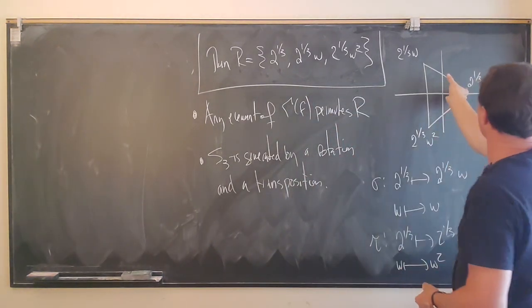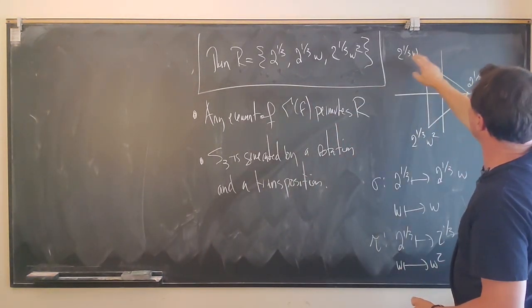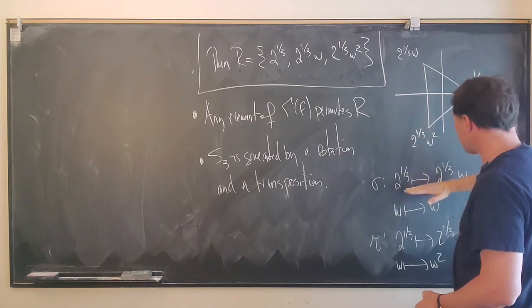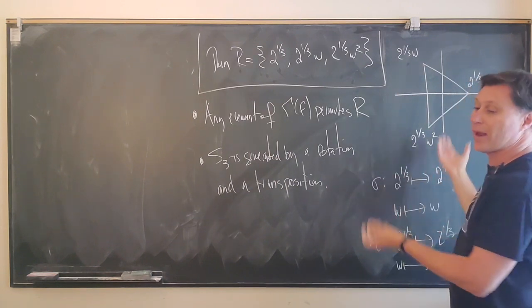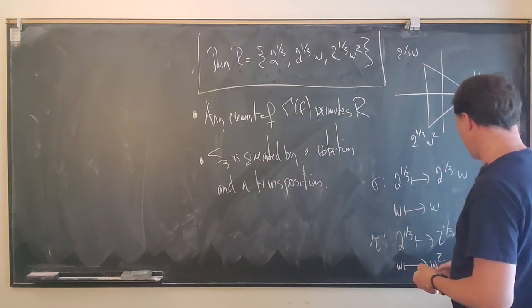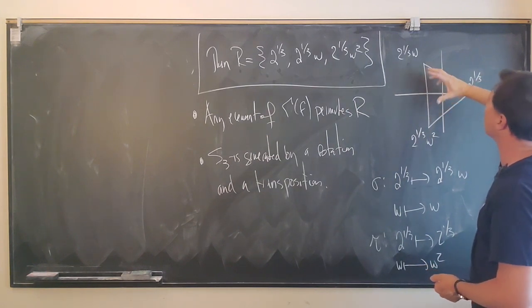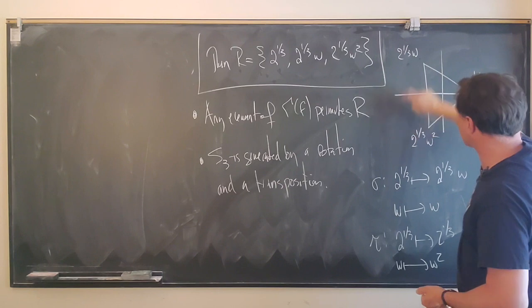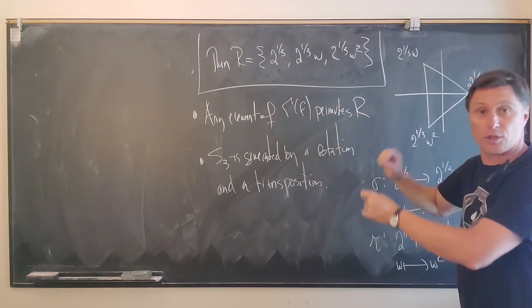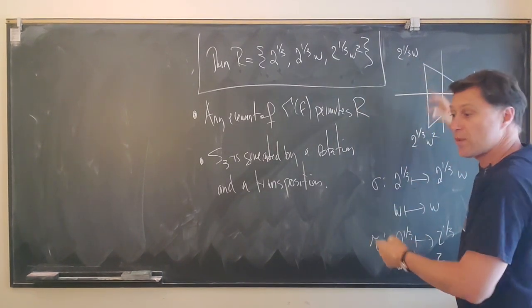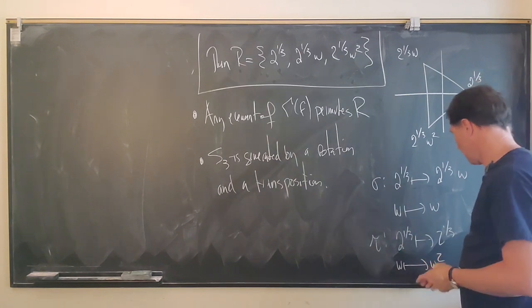So what's happening here, you can see, 2 to the 1/3 goes to 2 to the 1/3 omega. That's this part right here. And then you need to figure out what happens with omega in that case. And then the flip: you can think of interchanging these two roots right here. It would take 2 to the 1/3 to 2 to the 1/3, and then it would take omega to omega squared. That's our transposition.